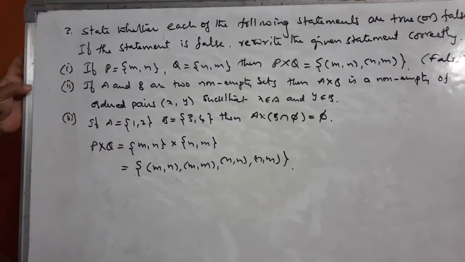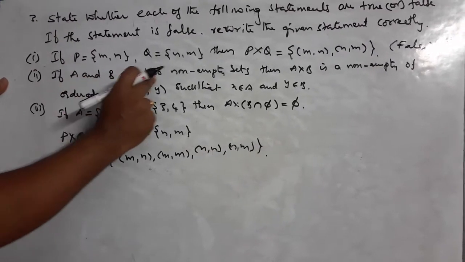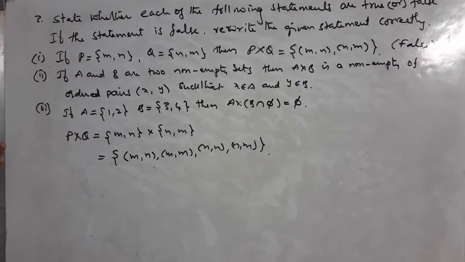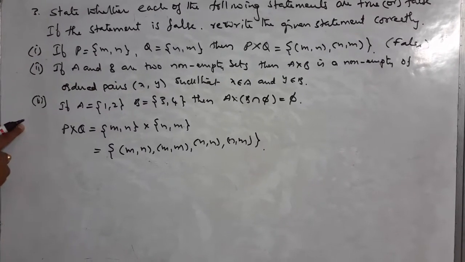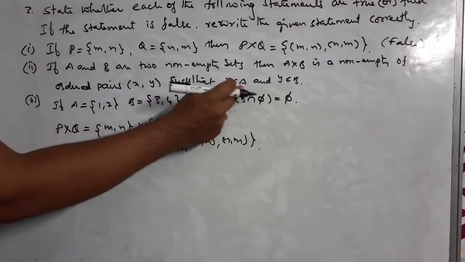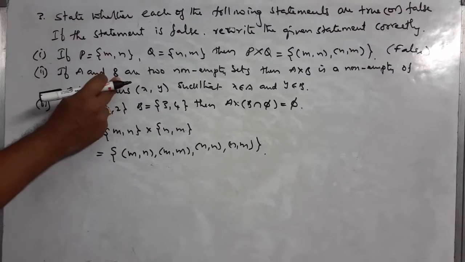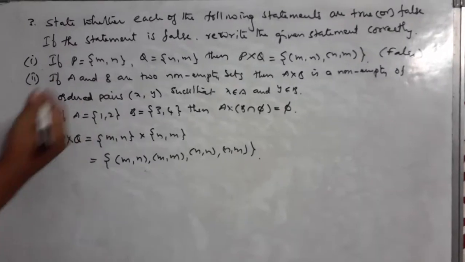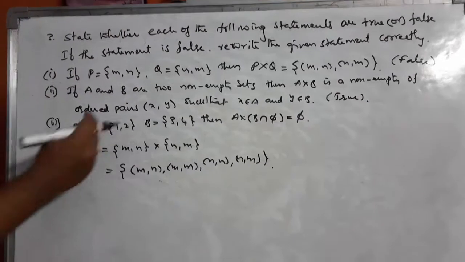So what is the second one? It is given the definition of A cross B. Here A and B are two non-empty sets, and then A cross B is the non-empty set of ordered pairs (x, y) such that the first element is from the first set, that means x belongs to A, and the second element is from the second set, that is y belongs to B. It is the definition of A cross B. So it is true.